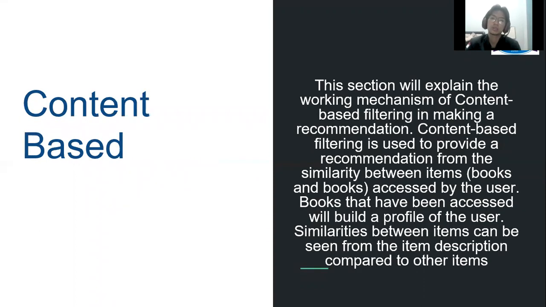And I want to tell you about the first method. The first method is content-based filtering. This section explains the working mechanism of content-based filtering in making a recommendation. Content-based filtering is used to provide a recommendation from the similarity between items. In this case, the items are books accessed by the user. The books that the user has accessed will build a profile of the user. Similarity between the items can be seen from the item description compared to other descriptions.